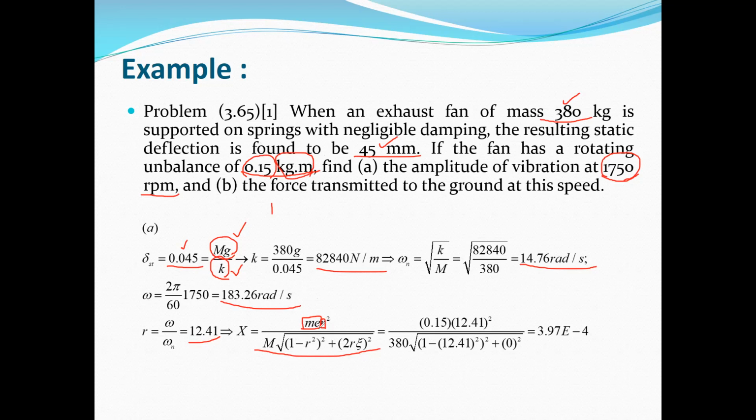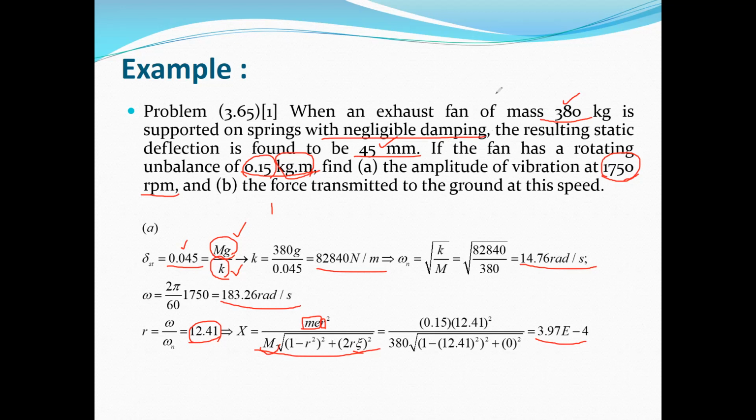r, which is the frequency ratio, is equal to 12.41. M is the mass of the system, which is 380, and zeta, which is the damping ratio, is 0, because in this system the damping is negligible. So we substitute and simplify, and finally we can find the amplitude of the response subjected to this condition.